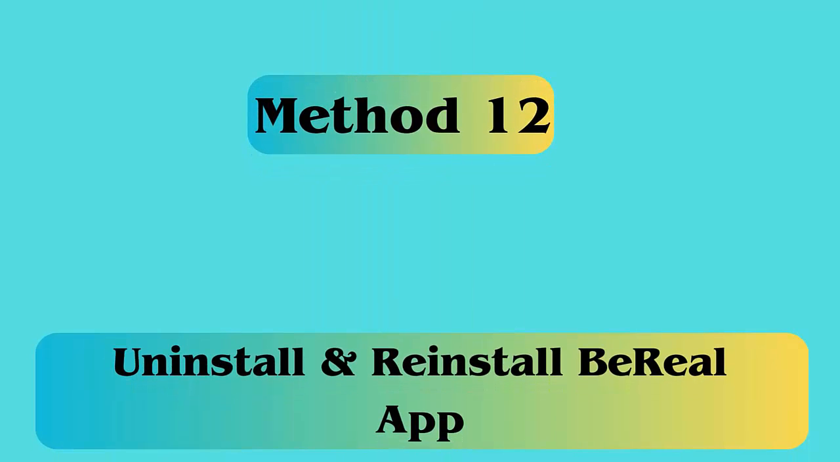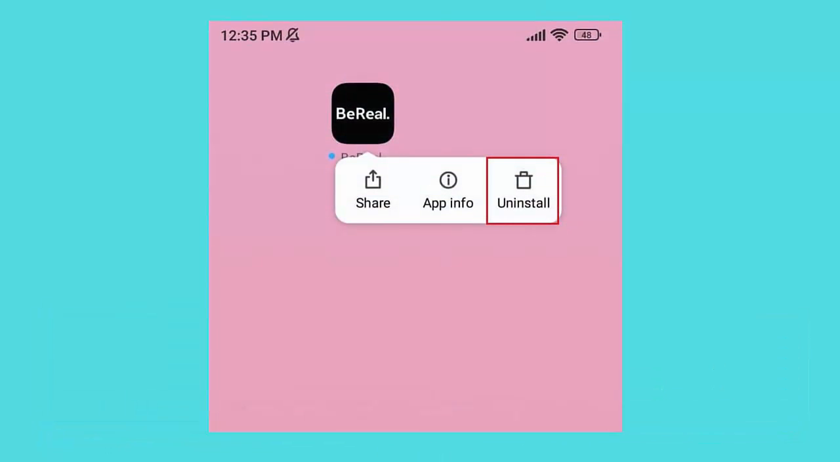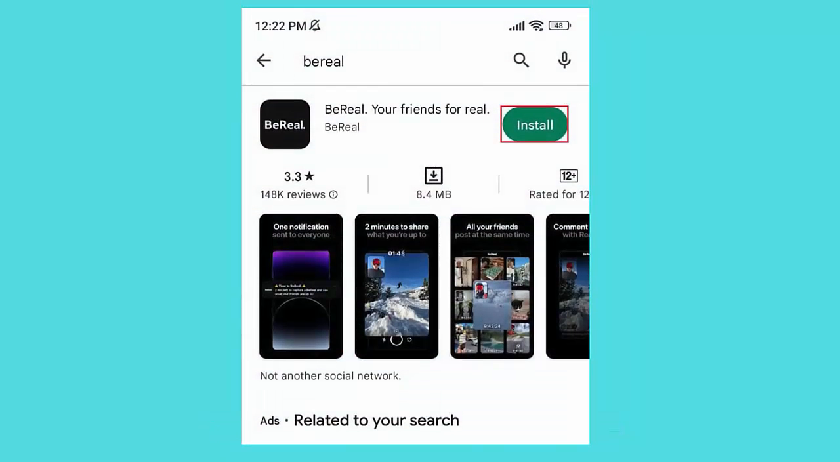Method 12. Uninstall and reinstall BeReal app. Follow the steps. Open Settings, Apps, See all apps, choose BeReal. Now, tap on the Uninstall option. After that, go to Google Play Store, search for the BeReal app. Then, click on the Install option.